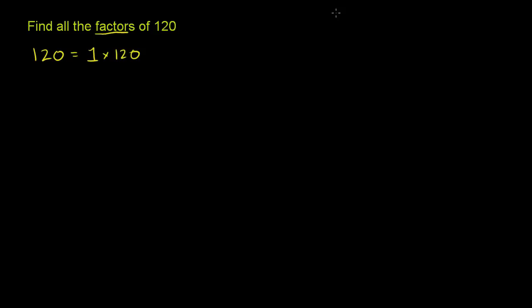So let's write a factors list over here. Factors right here. So this is going to be our factors list. So we just found two factors. We said, well, is it divisible by 1? Well, every whole number is divisible by 1. This is a whole number.